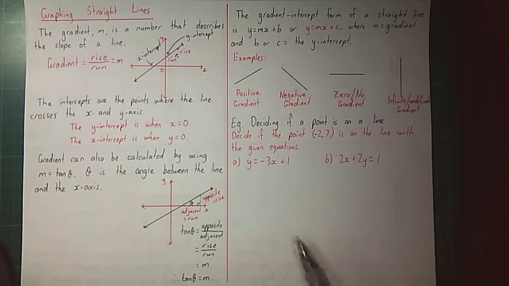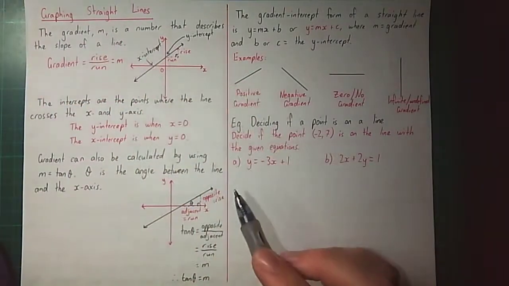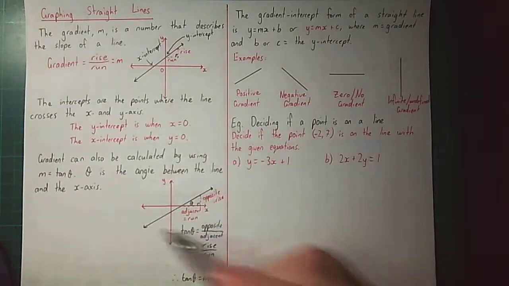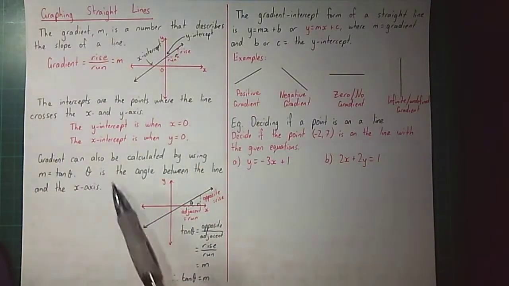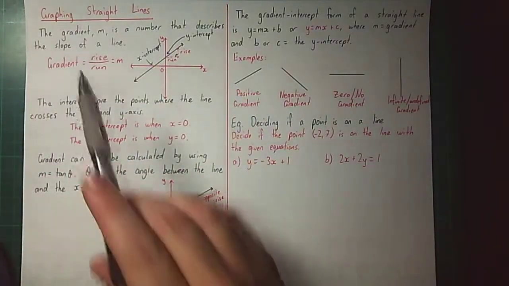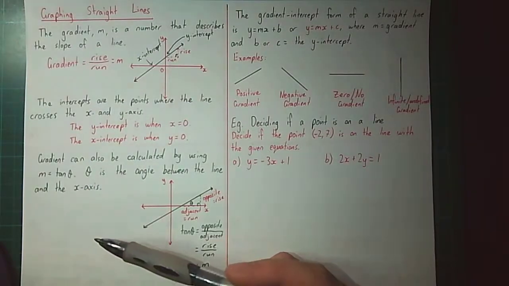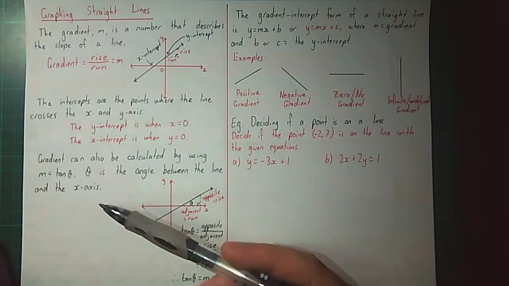In this video, we're going to be talking about how to graph straight lines. There's a couple of key ideas that we're going to talk about before we get into some examples. The first key idea is that the gradient, which we use m to represent, is a number that describes the slope of a line.